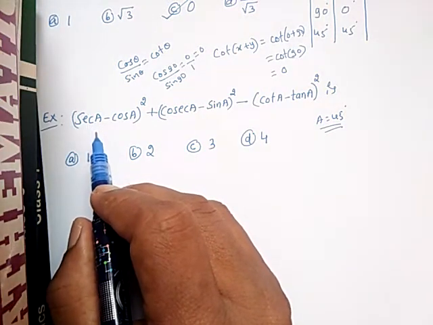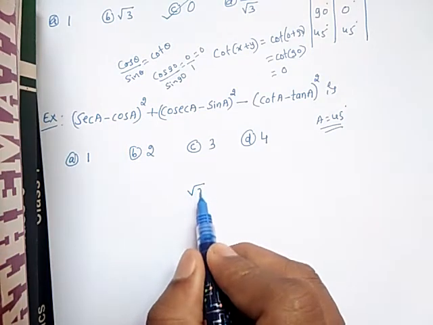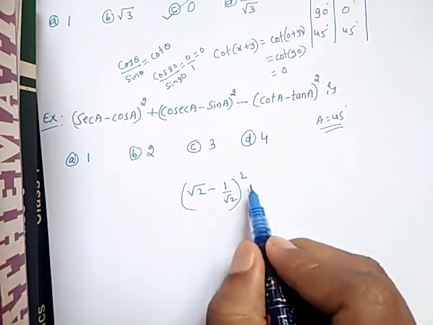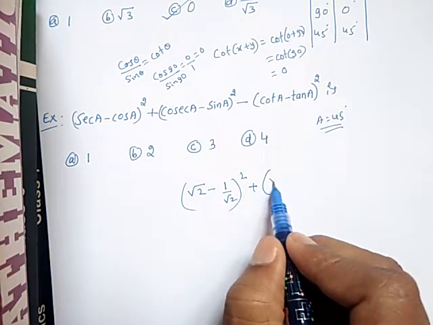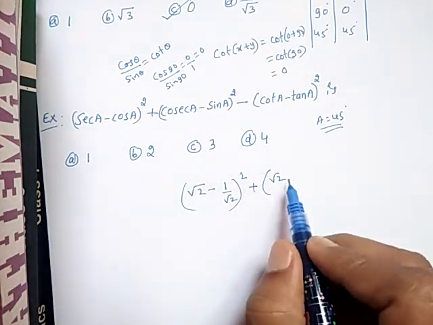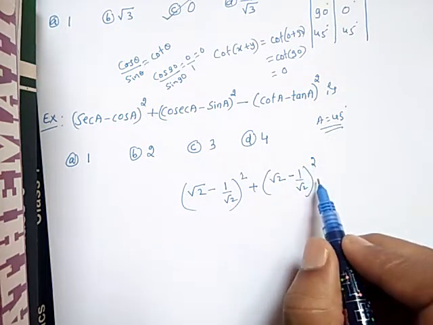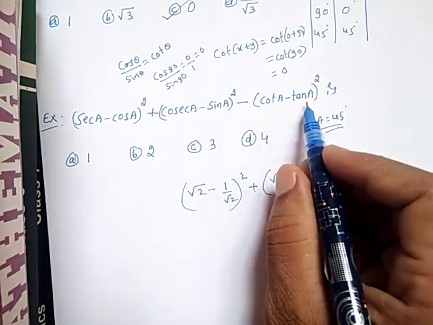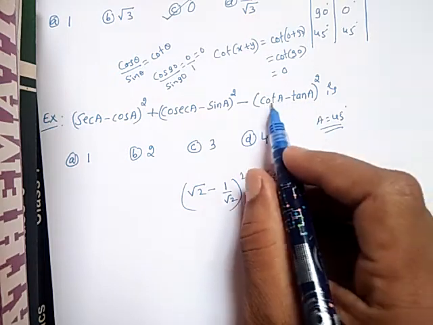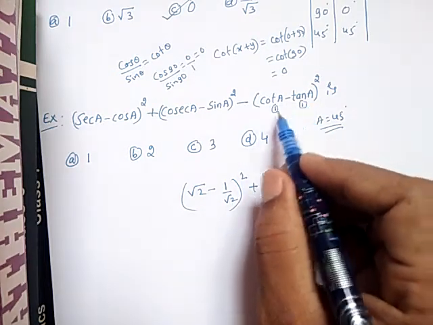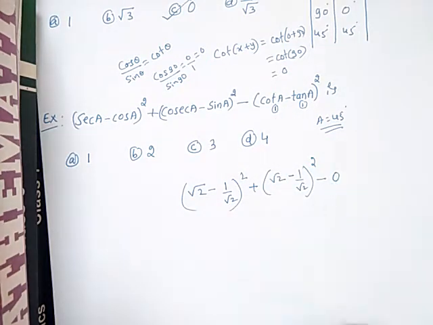Sec 45 we already know is root 2, minus 1 by root 2, whole square. Again plus, cosec 45 is root 2, again minus 1 by root 2, whole square. Okay, so minus (cot 45 minus tan 45). So here it is 1 minus 1, cot 45 is 1, you know already. This will be 1, this will be 1, 1 minus 1 is 0. So this complete term will become 0.